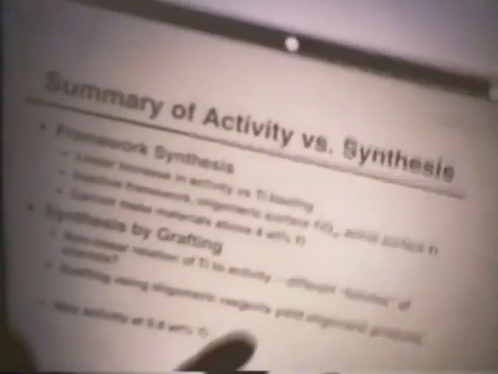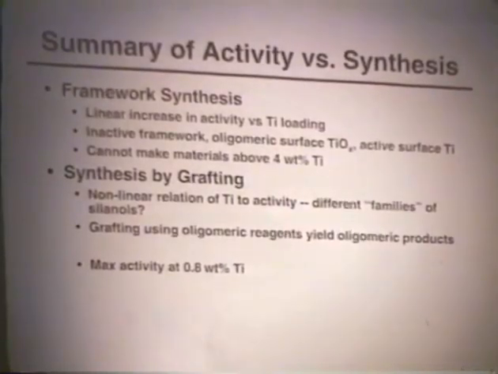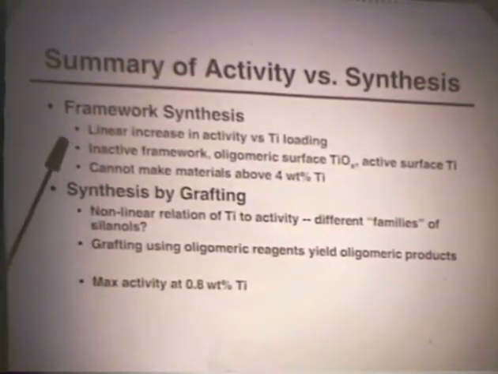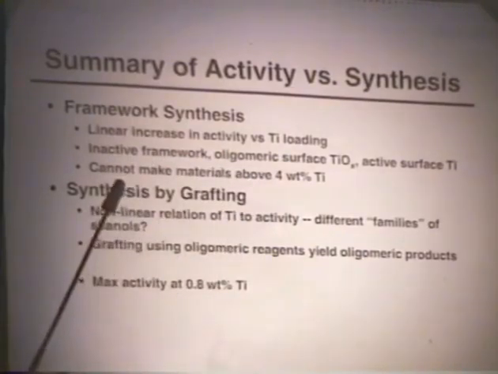So just to summarize the syntheses, framework synthesis, there's a linear increase in activity versus titanium loading. Probably as more and more material is made, there's a probability that some of the titanium is going to end up as mononuclear titanium-4 on the surface and is going to be active. A large fraction of it, however, is this oligomeric inactive material, and above 4% or so, one cannot make the material at all.